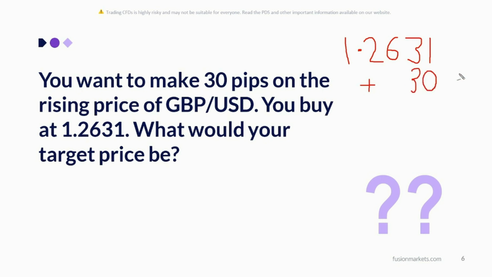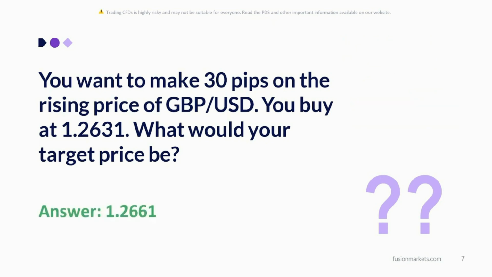Let's say you want to make 30 pips on the rising price of GBP USD, and you buy at 1.2631. What would be your target price? You just need to add 30 pips to 1.2631, which gives you 1.2661. Therefore, if you want to make 30 pips on 1.2631, you're looking for the price to rise to 1.2661.